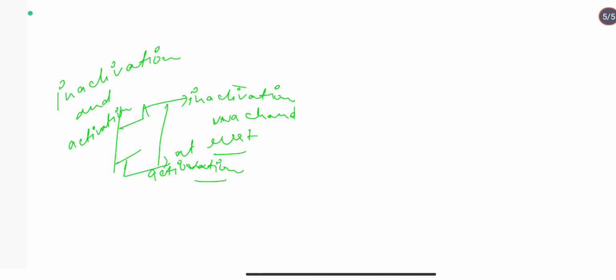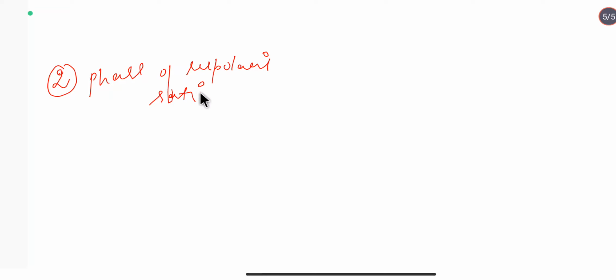So this was a very small but important topic. I thought it would be a good thing to clear it out. So I hope the phase of depolarization is clear now to all of you. We'll come to the graph of action potential at the last. The second phase which occurs is the phase of repolarization.